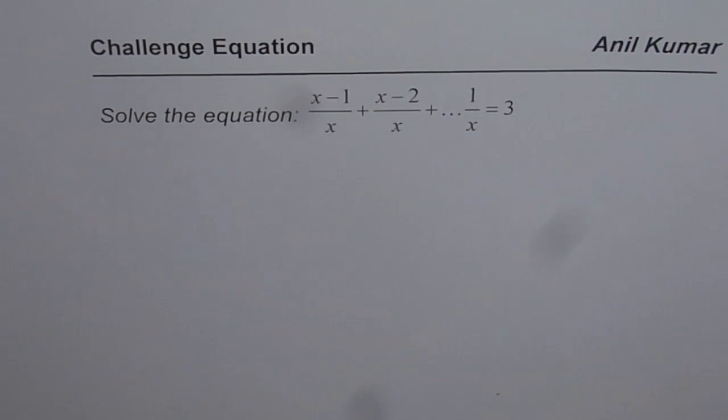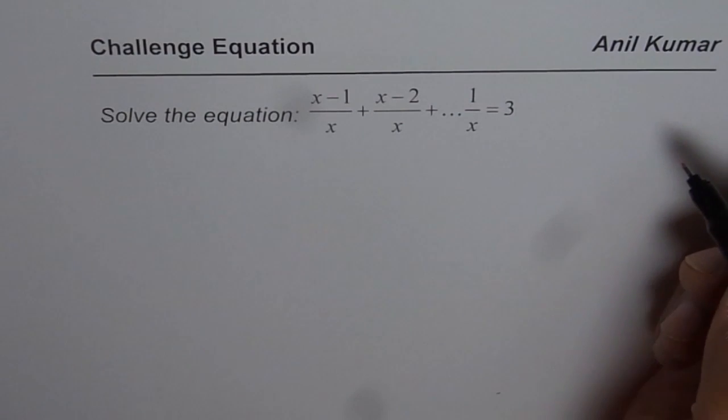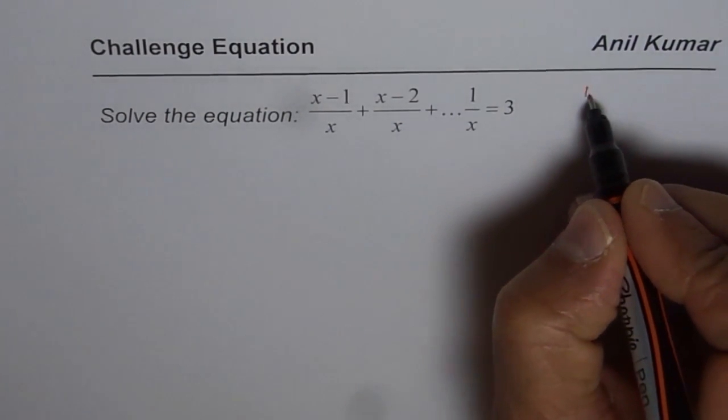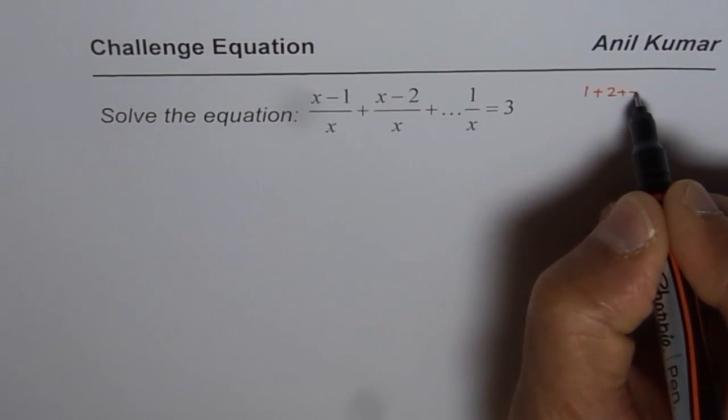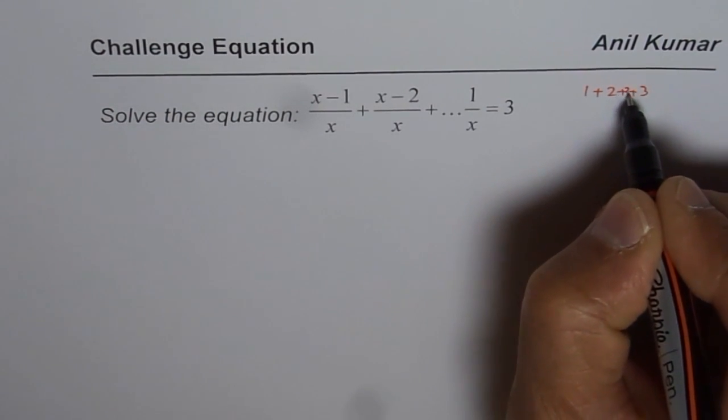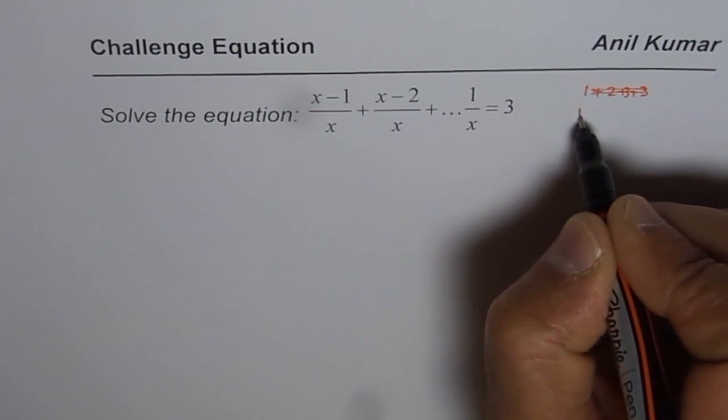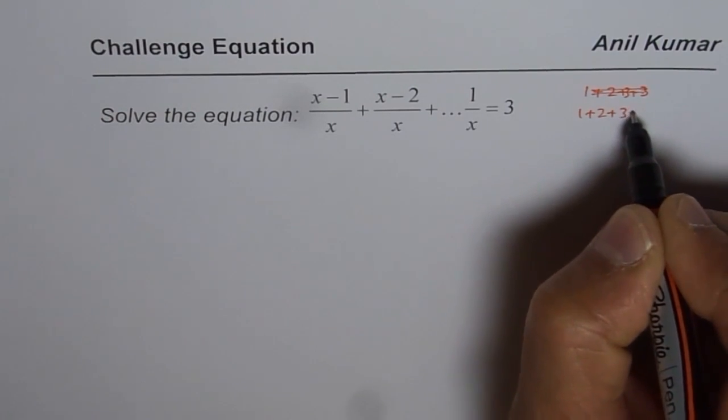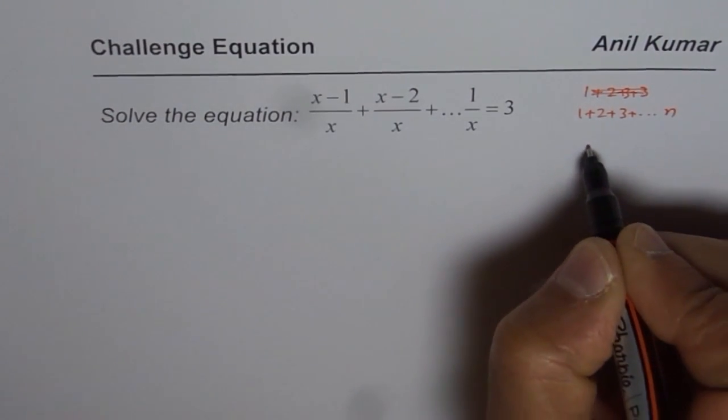Now, my dear friend, what you need to know here is how many terms are there in this particular series. That will give you an idea of solving this question. Second, you need to know the general formula for adding n numbers. For example, if you have to add 1 plus 2 plus 3 plus so on till n, then what's the formula for that?